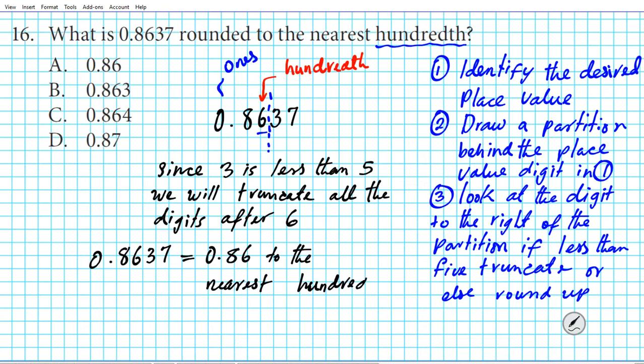Alright, so that's how you round. Now assuming this 3 were a 7, for example, guess what? We round up. This 6 becomes a 7, and our answer will be 0.87. So anytime it's 5, 6, 7, 8, 9, you round up. If it is 4, 3, 2, 1, you truncate. Okay, so our answer to question number 16 is option letter A.